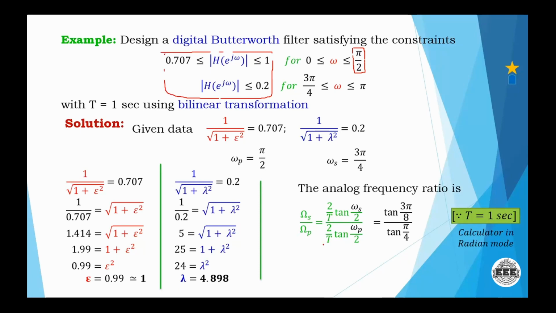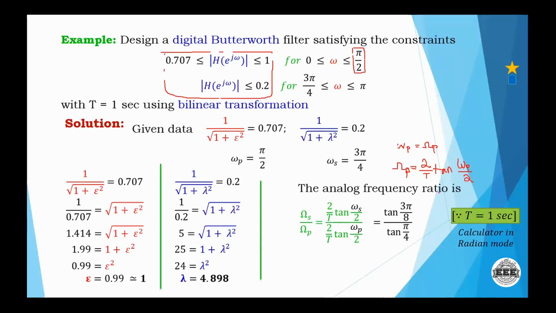For the analog passband frequency, this is the formula, 2 by T. So I'm writing it here. Omega p will be converted to ohm p. Then the ohm p formula: ohm p is equal to 2 by T tan of omega p divided by 2. So this is the formula we need to determine the analog passband frequency values.